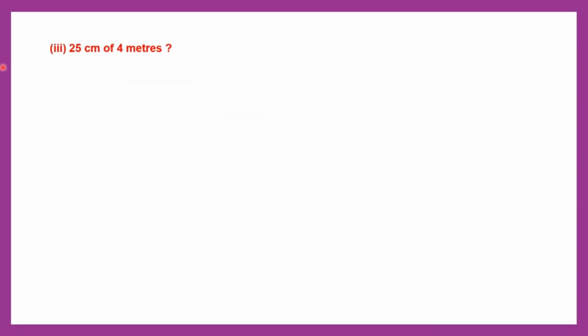Question 3. What percent is 25 centimeters of 4 meters? So which is the bigger unit? Meters is the bigger unit. Now in 1 meter, how many centimeters do we have? In 1 meter, we have 100 centimeters. So in 4 meters, we will have 400 centimeters, isn't it? So this we have converted to 400 centimeters. Why did we do that? Because here also the unit is centimeters. So now both the units are the same.